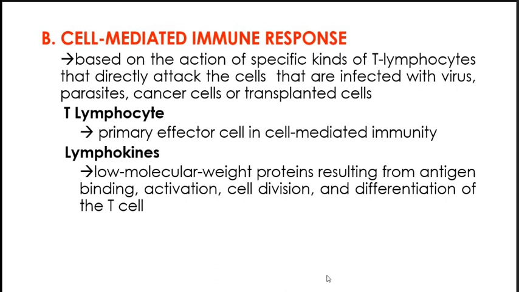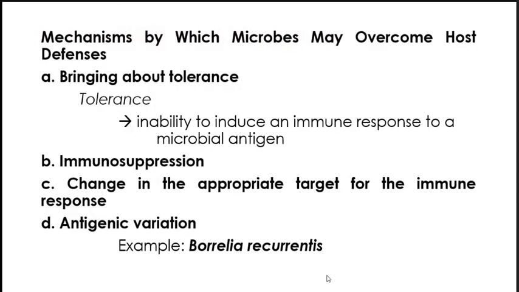So, the mechanisms by which microbes may overcome host defenses, we have here, first we have tolerance, immunosuppression, change in the appropriate target for the immune response, and again, we have here your antigenic variation. So that when we're talking about tolerance, this is the inability to induce an immune response to a microbial antigen.